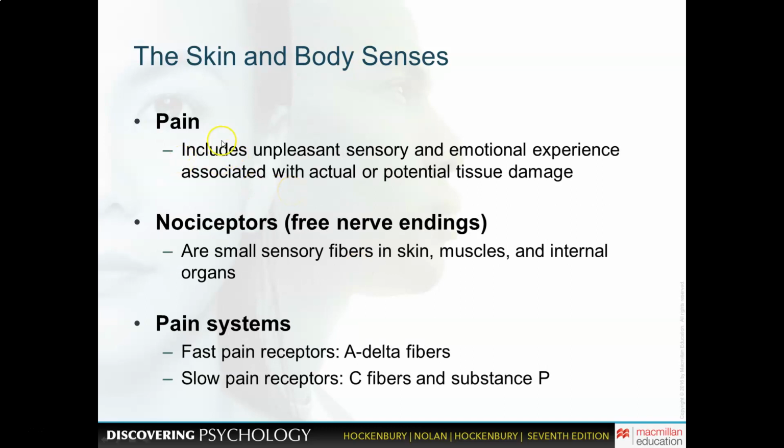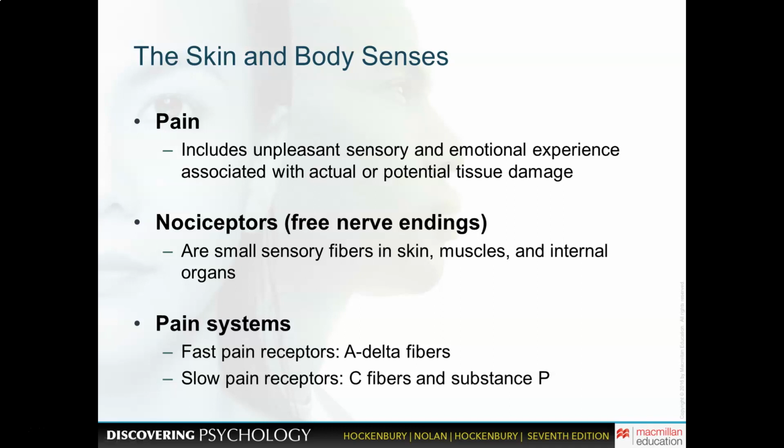Okay, so we know what pain is, but let's define it really quickly. It's an unpleasant sensory and emotional experience that's associated with actual or potential tissue damage. So that's what pain is from the scientific perspective. Now we have what's called nociceptors. That's an important term here. Those are our free nerve endings, small sensory fibers in our skin, muscles, and internal organs. So when we first sense something through our skin, it's our nociceptors that are triggering and sending that information for our brain to actually perceive.